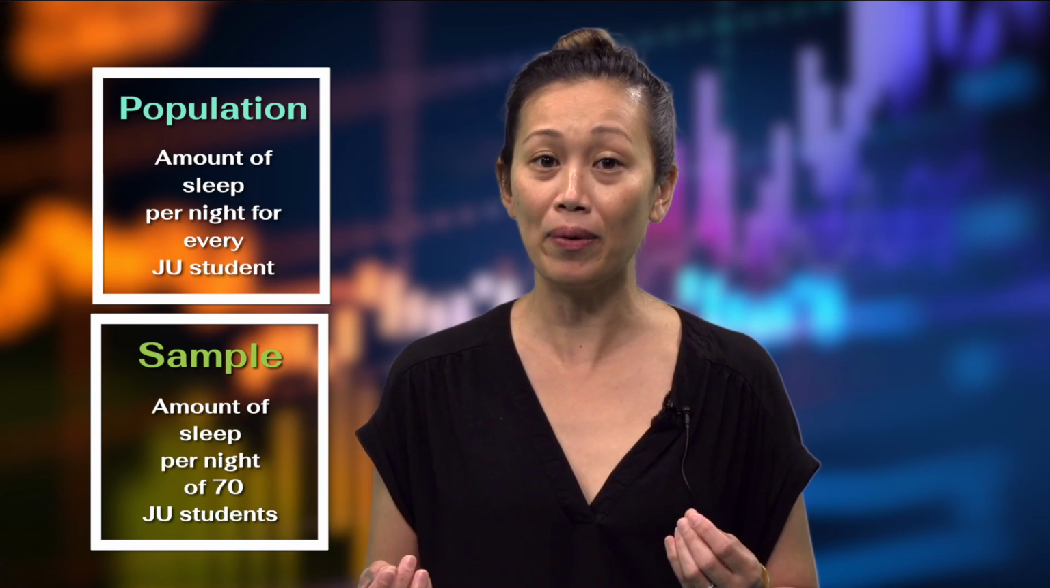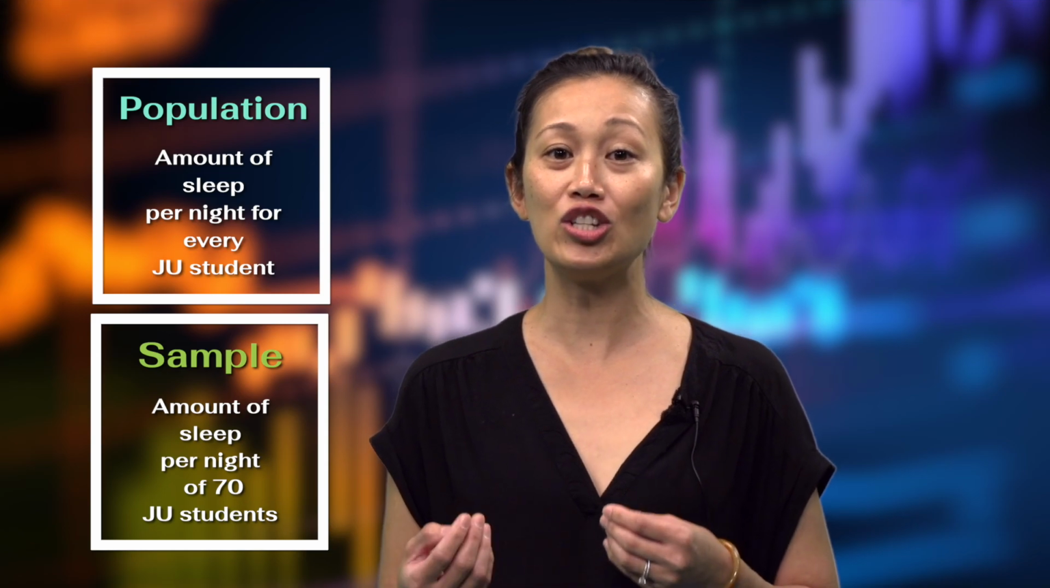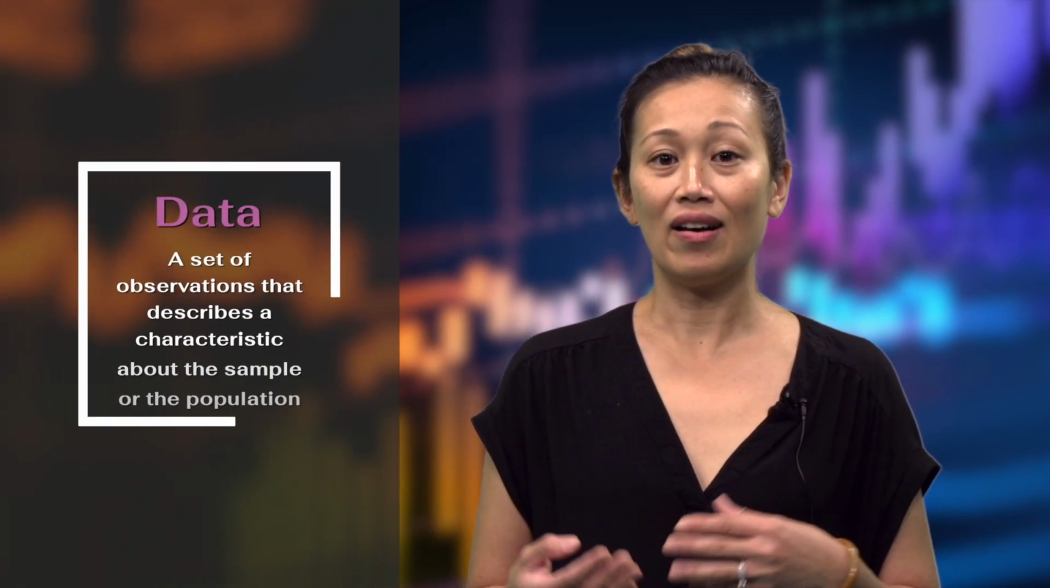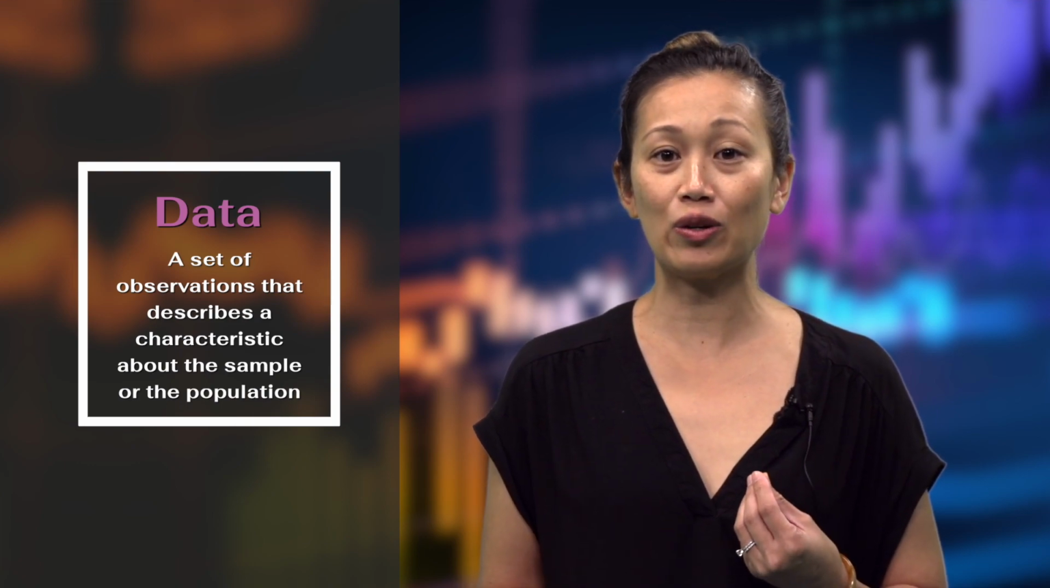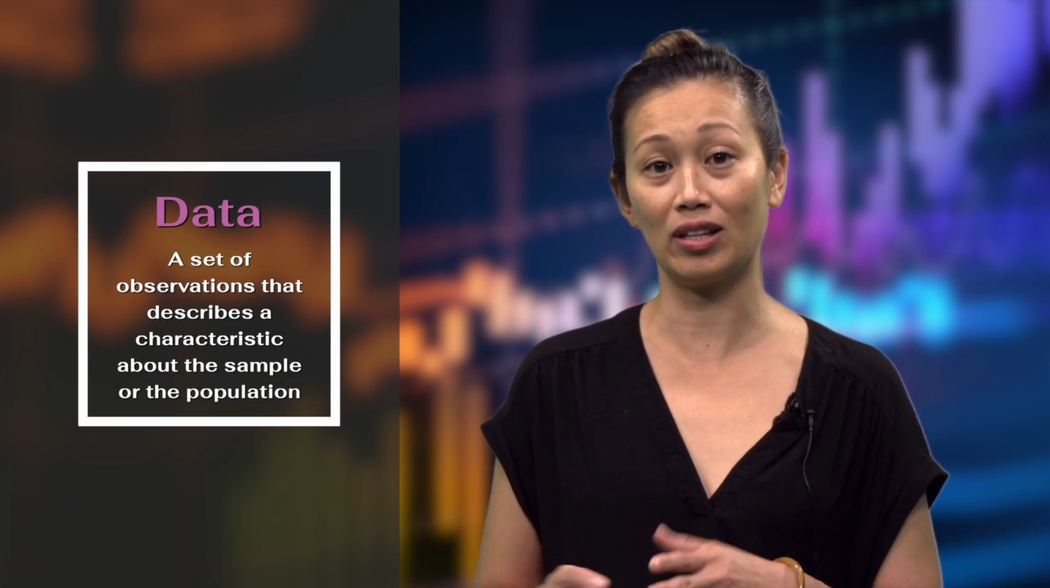But we can still try to find the mean amount of sleep from JU student athletes and non-athletes by surveying a sample of the JU population. Suppose we survey a random sample of 70 JU students. We may also be interested in collecting data on more than just the amount of sleep each student gets a night. Data are a set of observations that describes a characteristic or characteristics about the sample or the population.